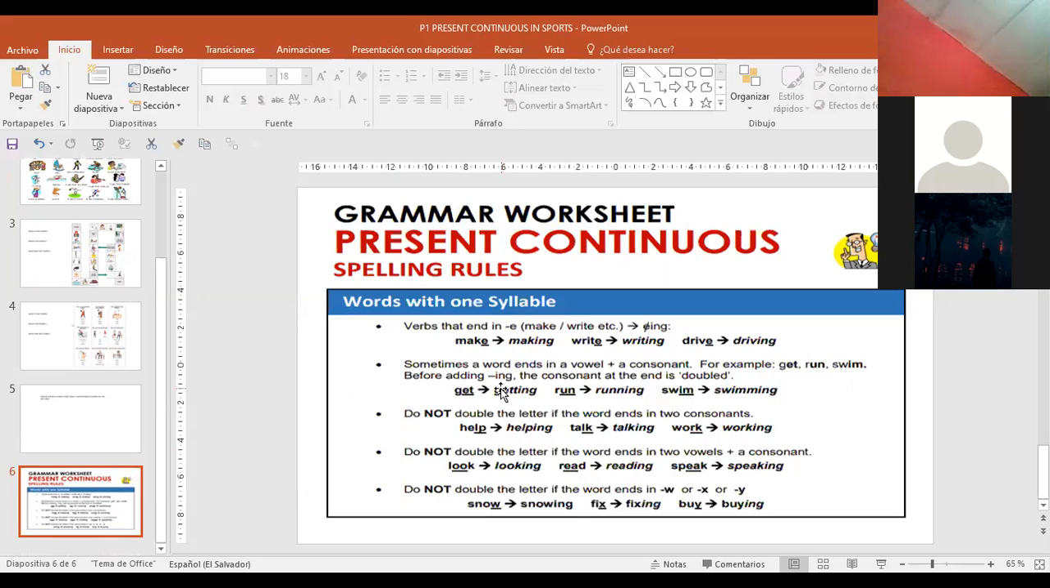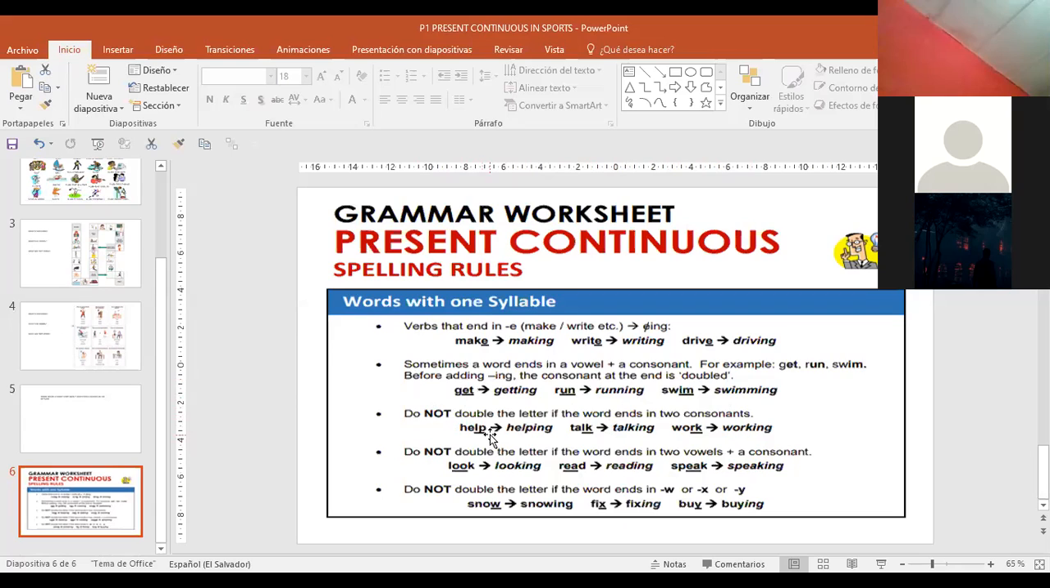I just want to remind you, quiero que recuerden, the verbs that end in e, you eliminate the e and add ing. Like make, making, write, writing, drive, driving. Sometimes a word ends in a vowel plus a consonant, like get, run, swim. Before adding the ing, the consonant at the end is doubled. Get, getting, run, running, swim, swimming. Don't double the letter if the word ends in two consonants, like help, helping, talk, talking, work, working.